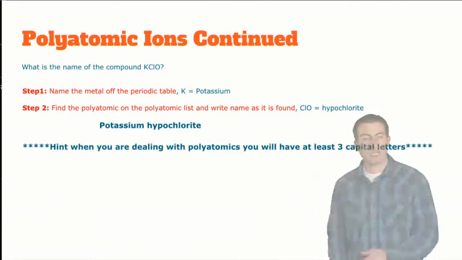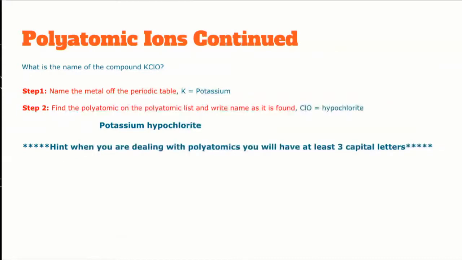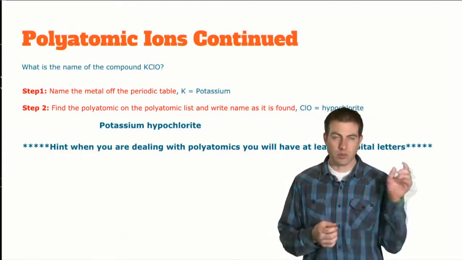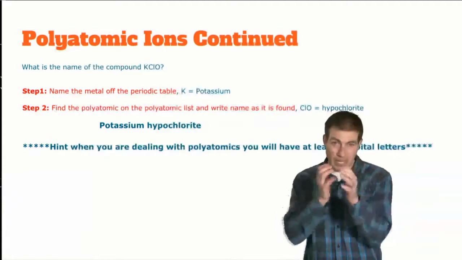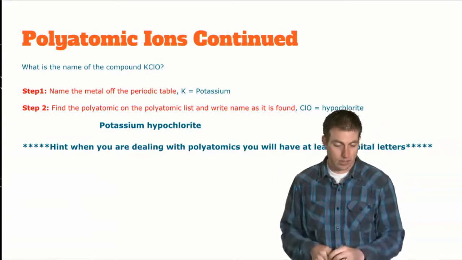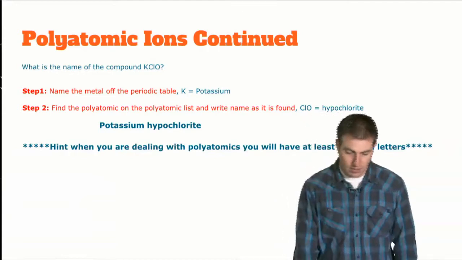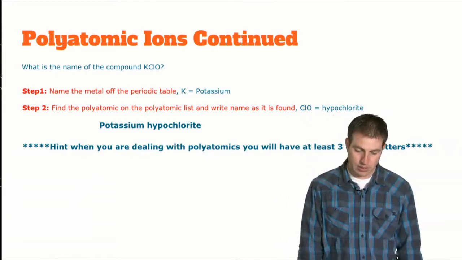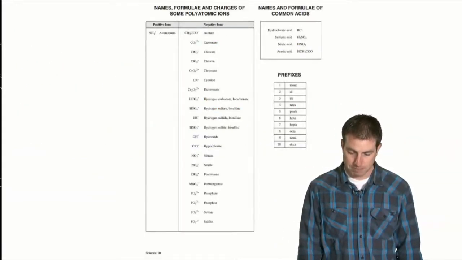The hint that I've written down here, we wrote it down already in your notes, but when you're dealing with polyatomics, you're always going to see 3 capital letters. And generally speaking, if you're not starting with NH4, the metal will be first by itself, and then you'll have the non-metal at the end. So that is super important. So there's your list.